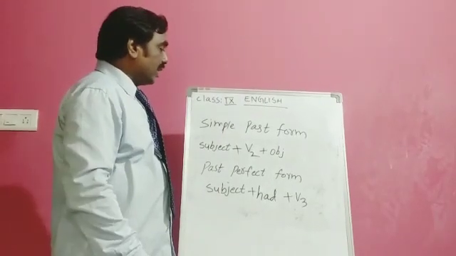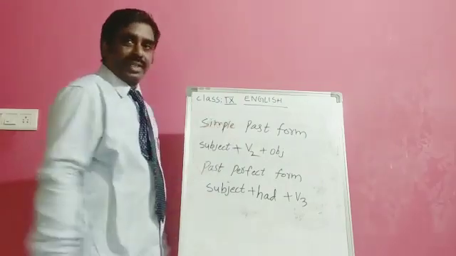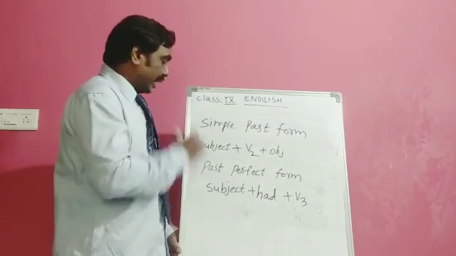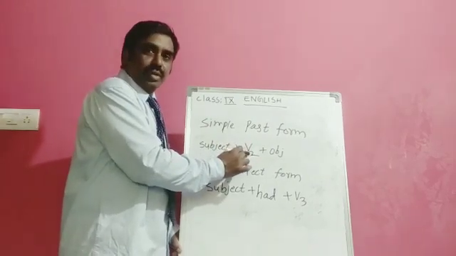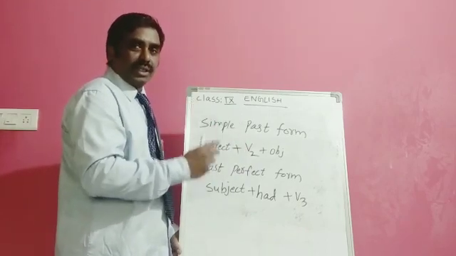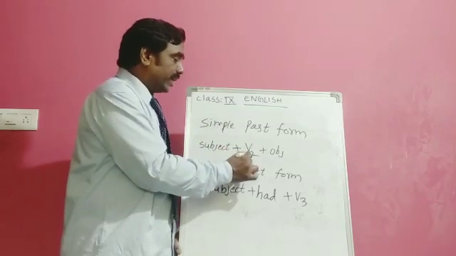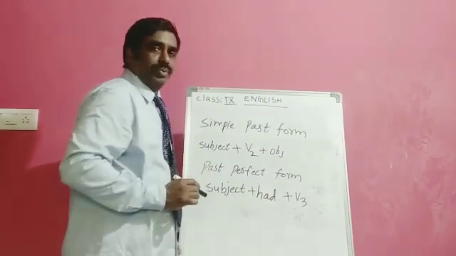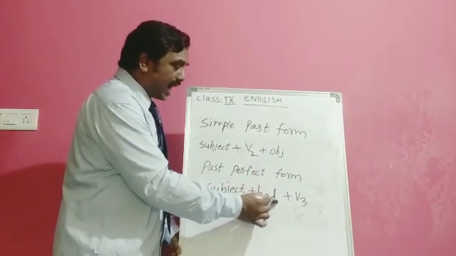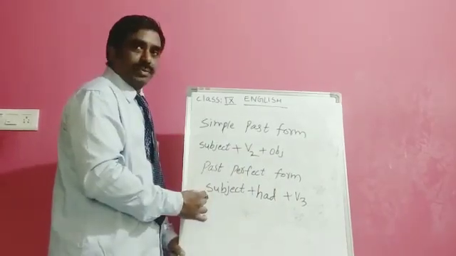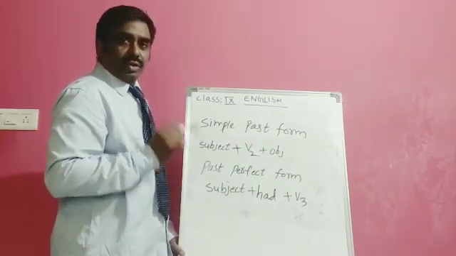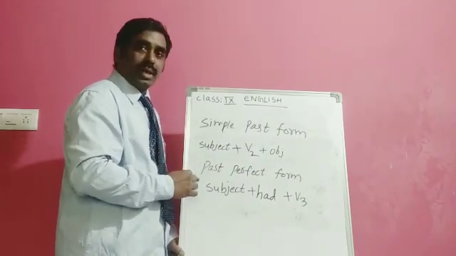Now we see how to make simple past sentences and past perfect sentences. How to form a simple past sentence? A simple past sentence starts with the subject, followed by the V2. V2 means verb 2, which means past verb. We know that we have three verbs: present verb, past verb and past participle verb. So after the subject comes the past verb, and then the object. This is the simple past form. And the past perfect form is the subject, followed by 'had', then V3. So after the subject we must write 'had' and then the past participle verb. This is the simple past form and this is the past perfect form.